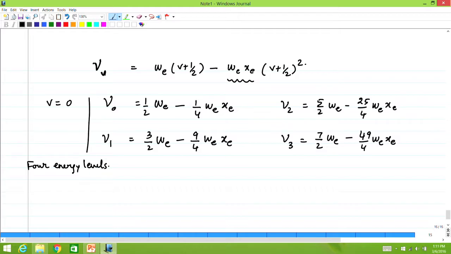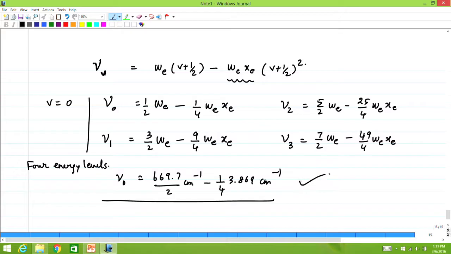Now, you are given omega_e and omega_e x_e. So, this is given as 669. So, if you write nu_0, it is 669.7 by 2 centimeter inverse, minus 1 by 4 times 3.869 centimeter inverse. So, you know that, and therefore, in a similar way you can calculate nu_1, nu_2, nu_3.